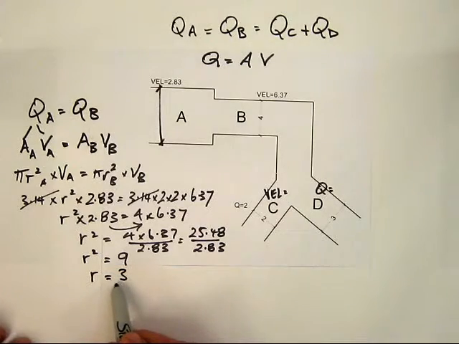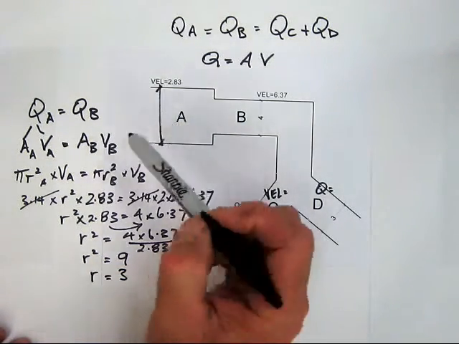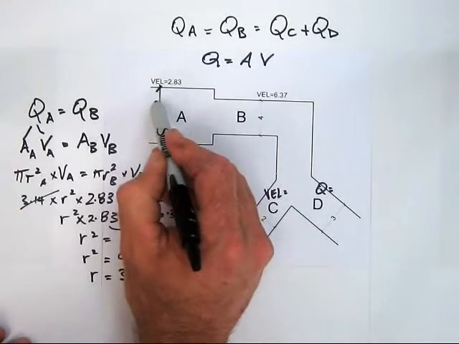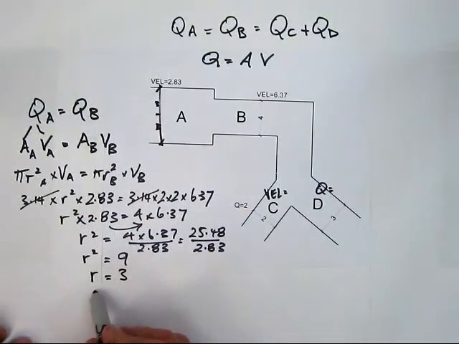So what's r? R was the radius at A. Now if r is 3, then the diameter at A equals 6.